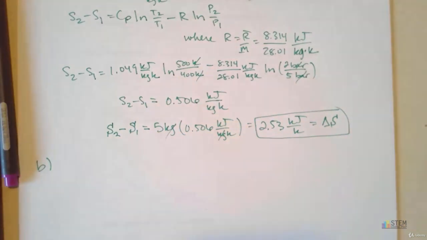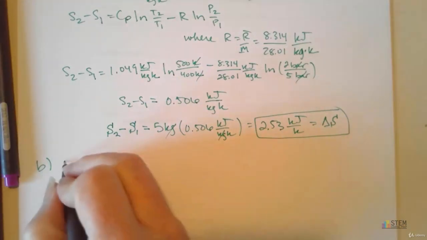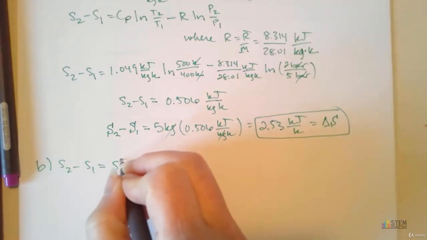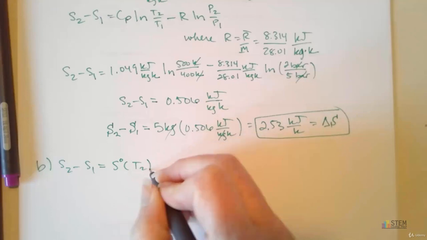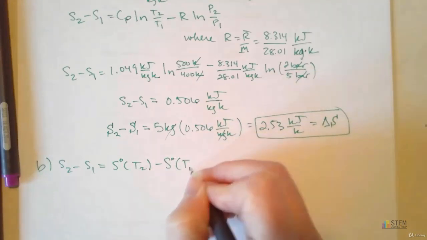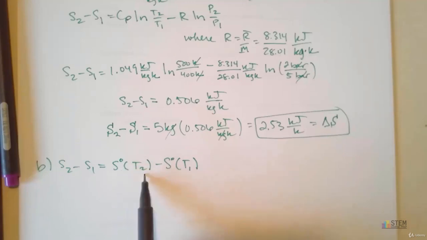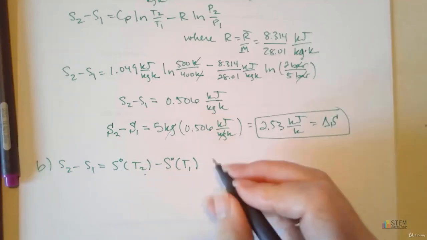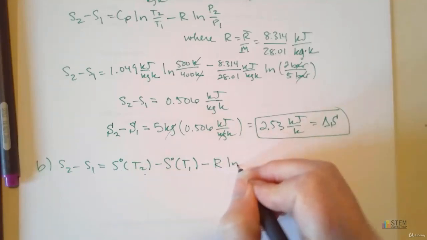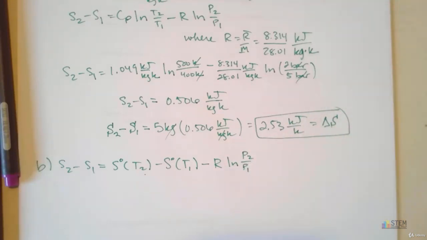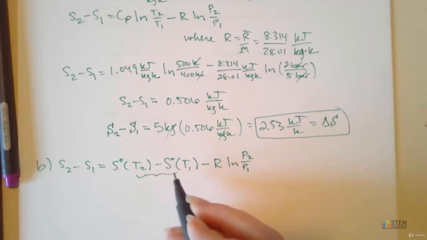So part B, we have variable specific heats. If you have variable specific heats, you're going to use this equation. This will be the one that uses the s degree term. So S2 minus S1 equals s degree at T2 minus s degree at T1 minus R times the natural log of P2 over P1. And remember, these come from the table.